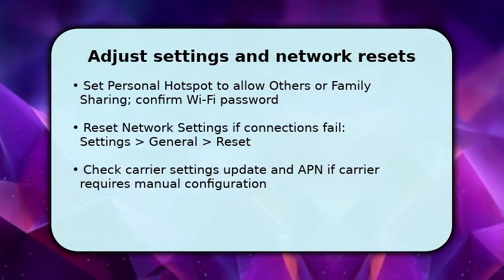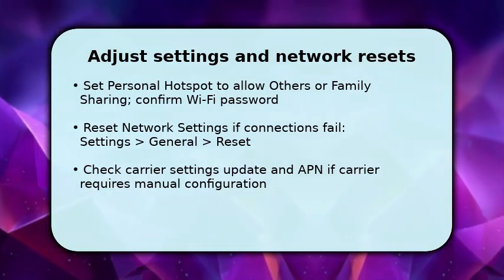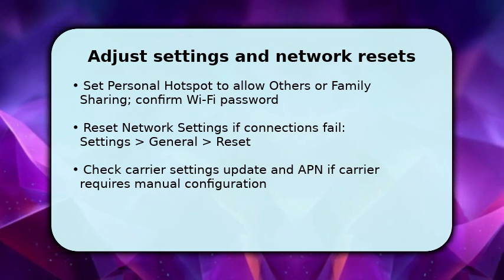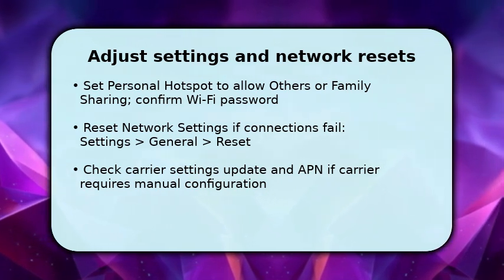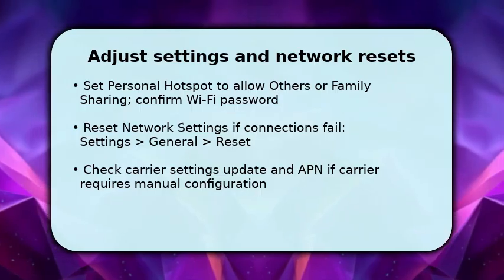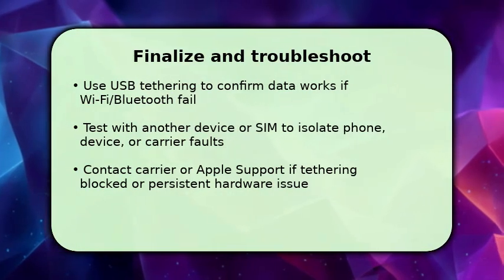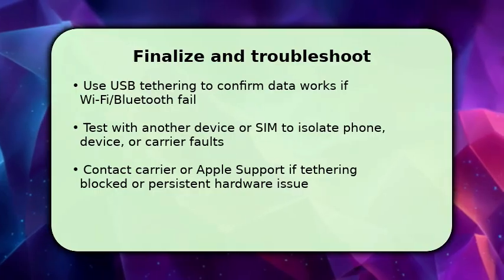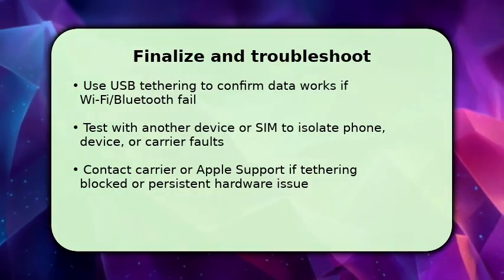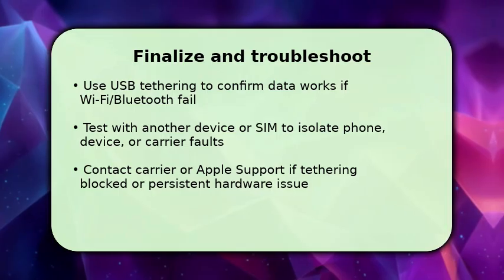Also check for carrier settings updates, and when necessary, verify APN details so your cellular tethering is recognized by the network. To finish, confirm connectivity using alternate methods. Try USB tethering to determine if the phone's radio works independently of Wi-Fi or Bluetooth.